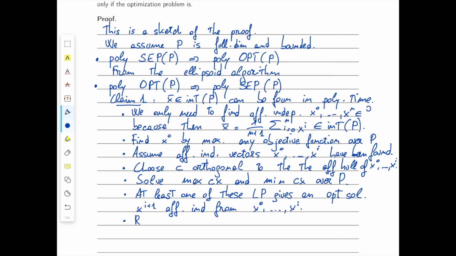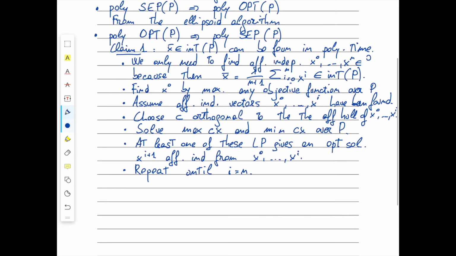And you just need to repeat until i equals n. So this is the sketch of how you can prove claim 1. So let's apply, as we already said, let's translate our polytope.